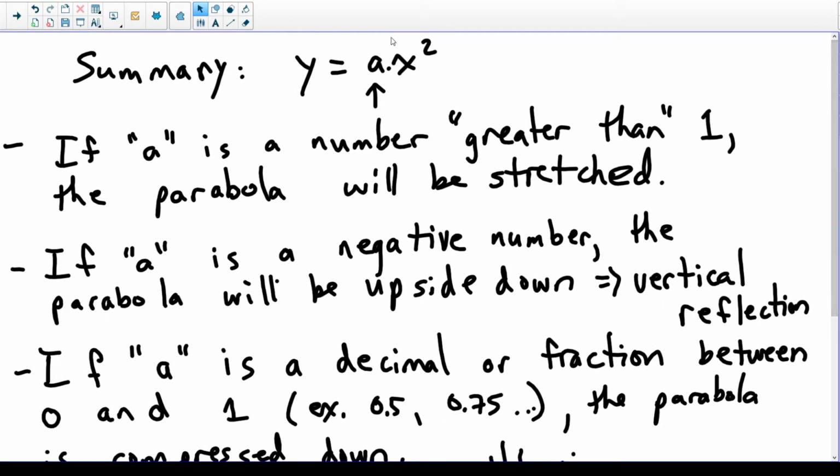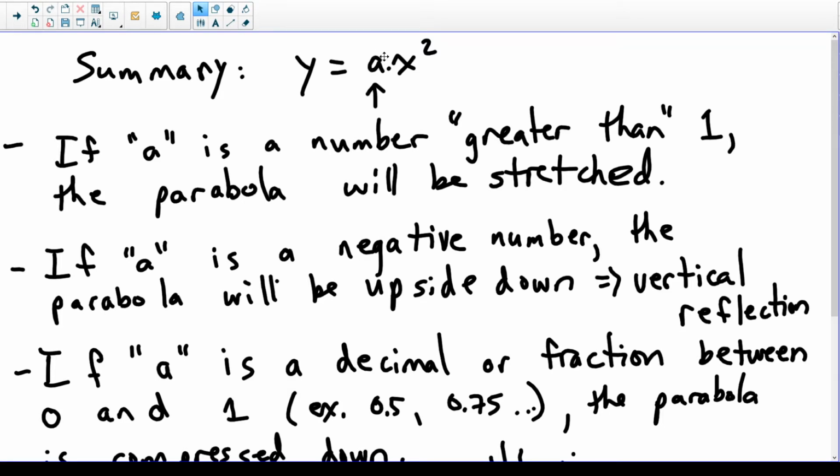We had discussed the fact that the a value in the transformation equation controls a few things. It controls whether or not the graph is stretched or compressed, and it also controls whether or not the graph is a reflection upside down or not. So if a is a number greater than 1, the parabola will be stretched. And we talked about the fact that a being a number greater than 1 can be like 2, 3, 5, 6.6, 7.7. Any number greater than 1 will stretch the parabola.